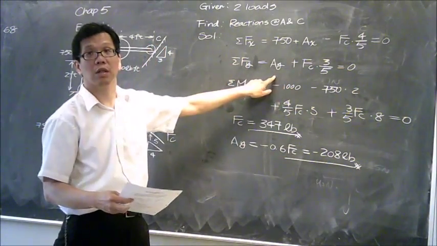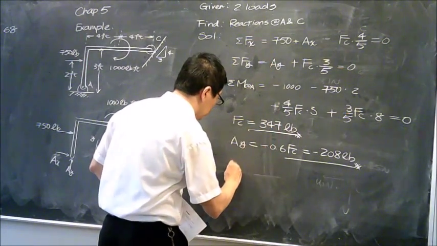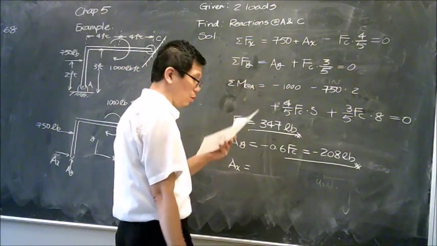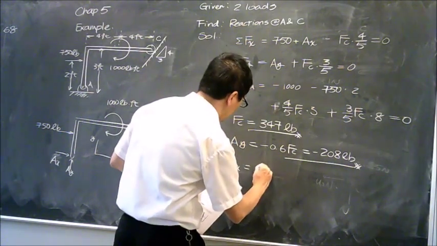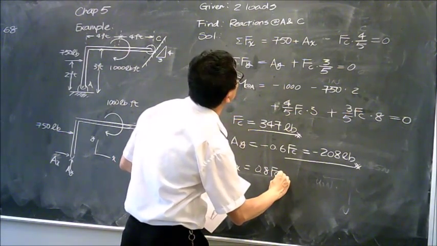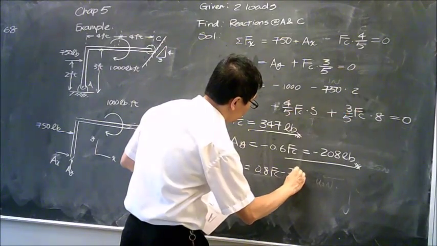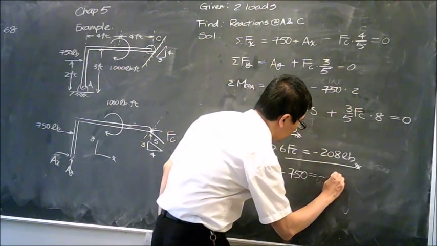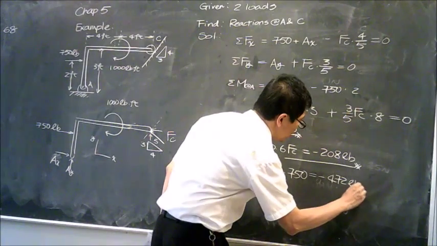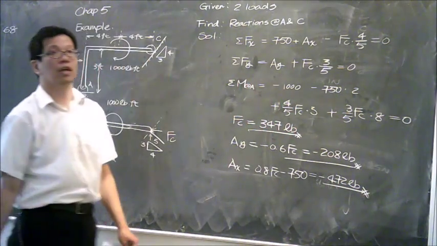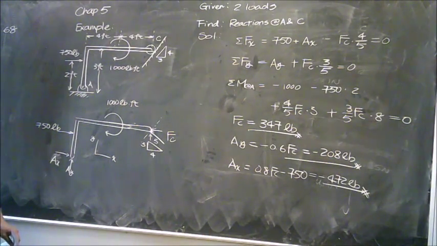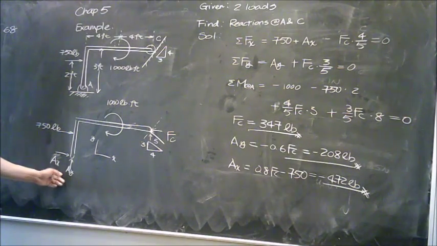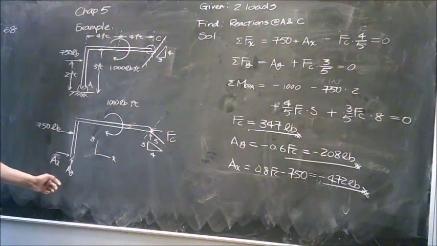Based on this equation, if you have this equation, you actually get Ax equal to 0.8 FC minus 750, which equals negative 472 pounds. Okay. What does the negative information tell you? The direction over here is what? Opposite. Did I make any mistake numerically? No.